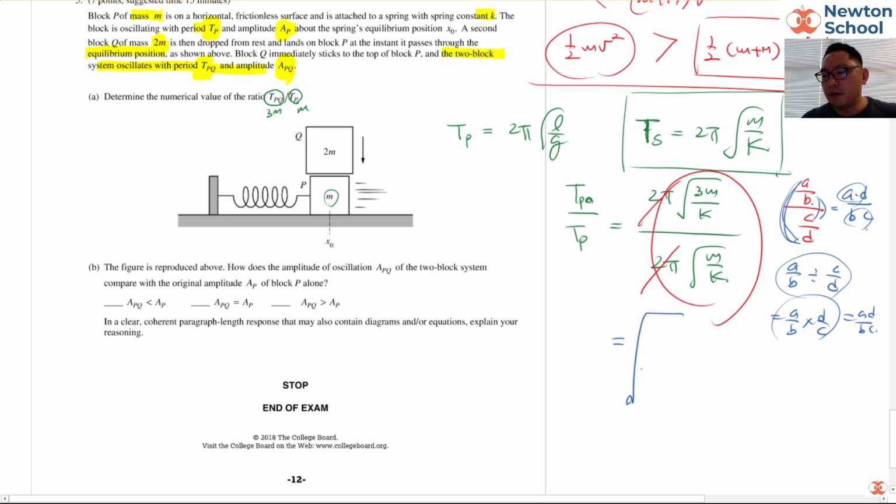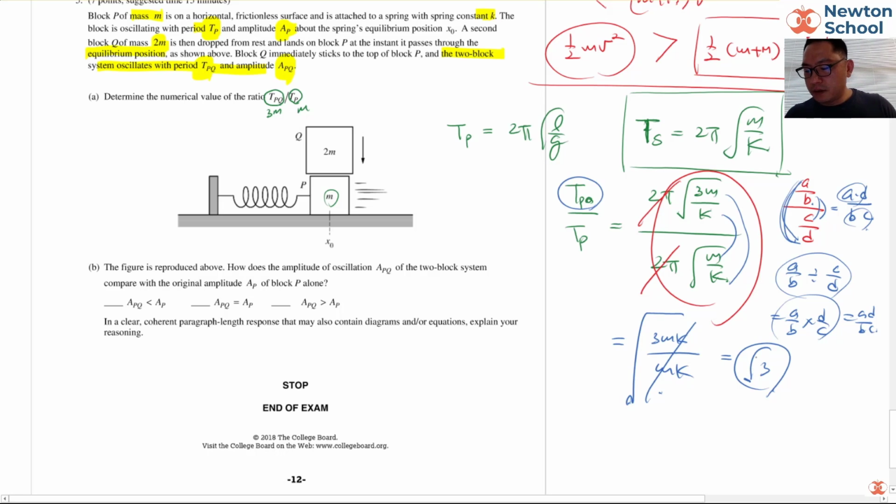In this case, outside is 3mk and inside is mk, so you can just cancel, and you'll get radical 3. That basically means the period increases. This also means it takes longer. It's radical 3 times longer, which is about 1.73 times longer, okay? All right, so this was radical 3, right?